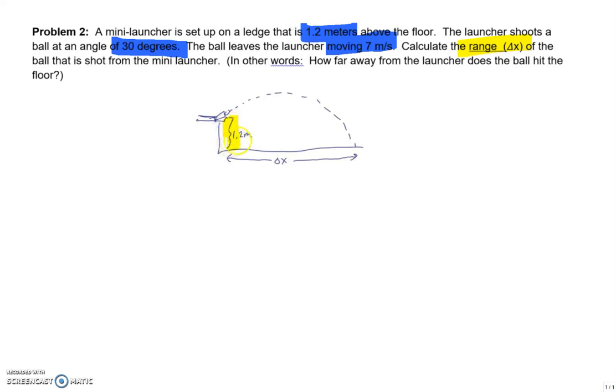Now, the key here is it's 1.2 meters above the floor, so this is not coming back to the same level like our first angled projectile problems, and so calculating delta x will require a little bit of different thinking.